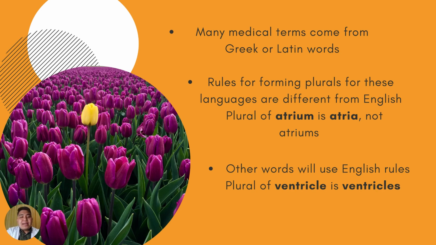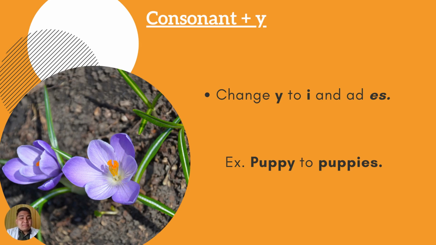Many medical terms came from Greek or Latin words. Rules for forming plurals for these languages are different from English. For example, the plural of atrium is atria, not atriums. It's quite different if we use atriums. Atrium for singular, atria for plural. Another word would be where English rules are used, from ventricle to ventricles.